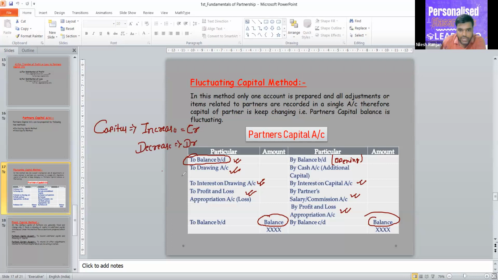Whatever item is written on the debit side of the capital account, these items are reducing our capital balance. That's why these are debited. And these items are increasing our capital balance. That's why these are credited. So you have to see the impact on capital balance. If it increases our capital, then it will be credited. And if it decreases our capital, then it will be debited.